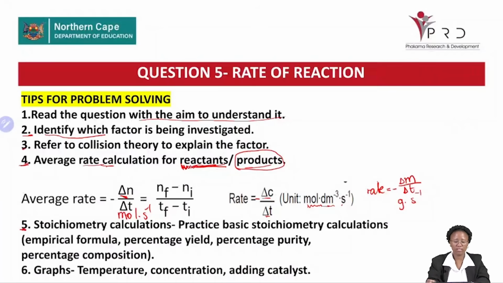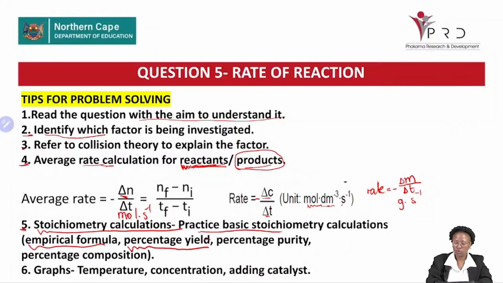The next thing that I want you to be able to do for these tips is stoichiometry calculations. This rate of reaction is a very broad chapter, so it takes you back to stoichiometry calculations that you did in grade 10 and also in grade 11, right? What is it that I want you to do? I want you to practice basic stoichiometry calculations, such as calculating the empirical formula and the molecular formula of a given compound. You also need to be able to calculate the percentage yield.